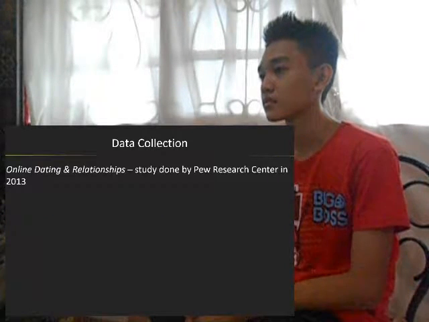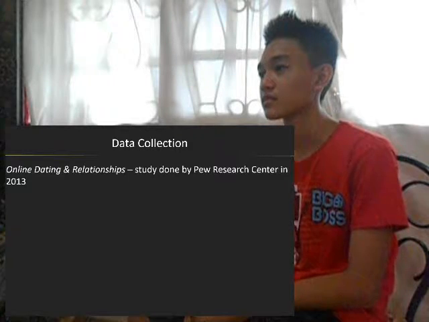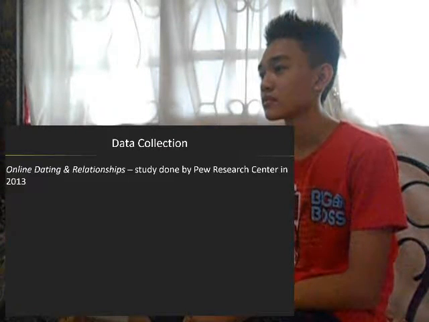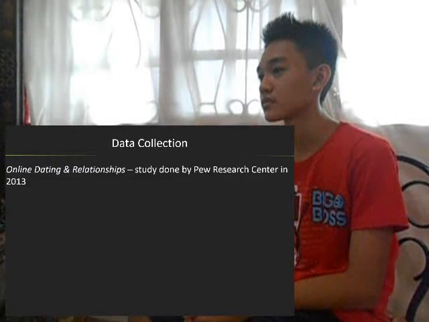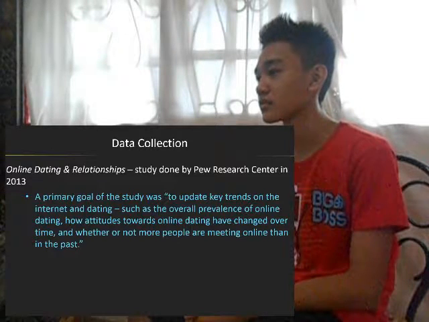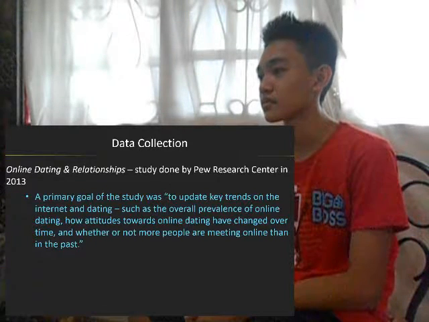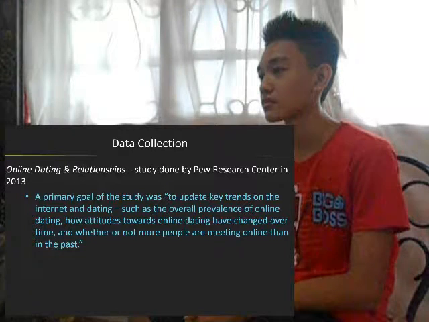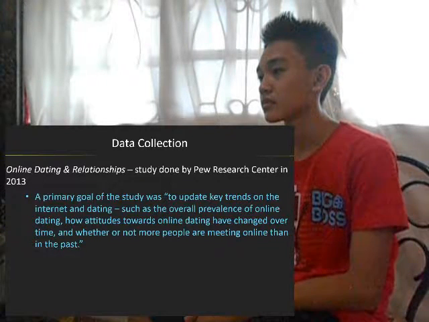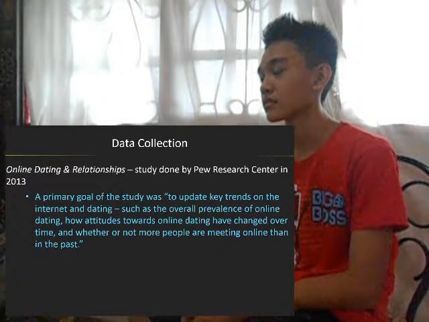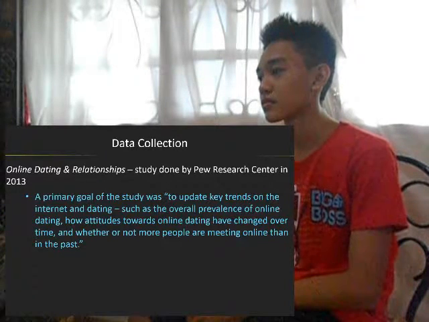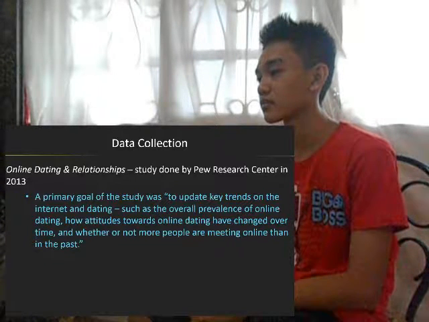In 2013, the Pew Research Center conducted a large survey to study online dating and relationships. The study's primary goal was to update key trends on the internet and dating, such as the overall prevalence of online dating, how attitudes towards online dating have changed over time, and whether or not more people are meeting online than in the past. So this answered the what and why question.